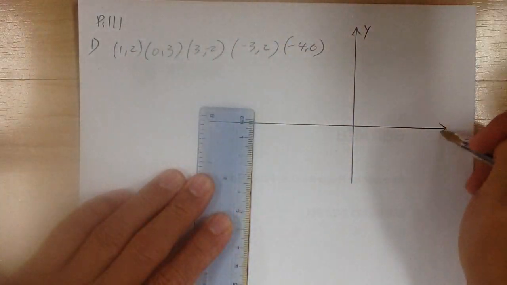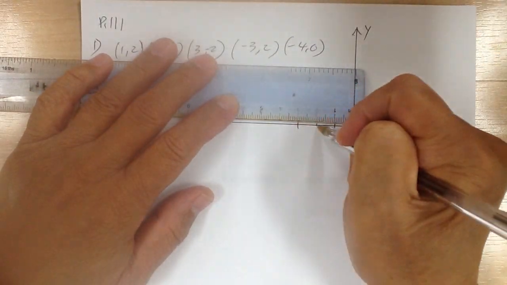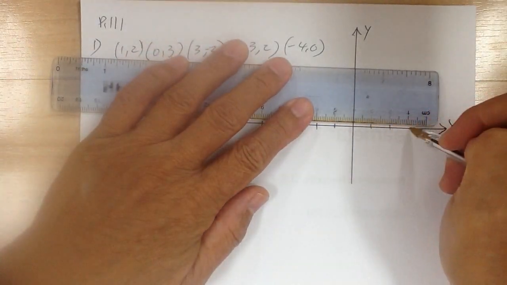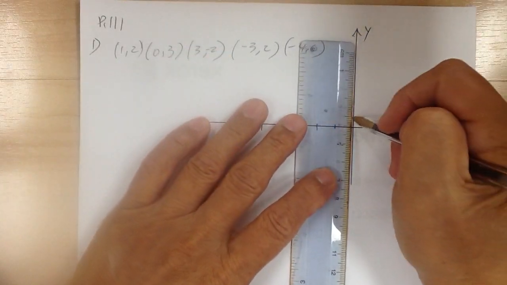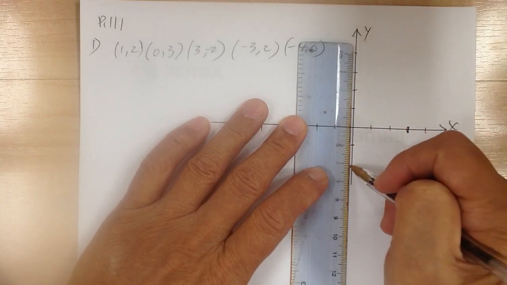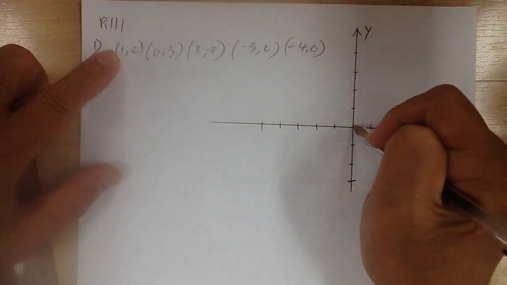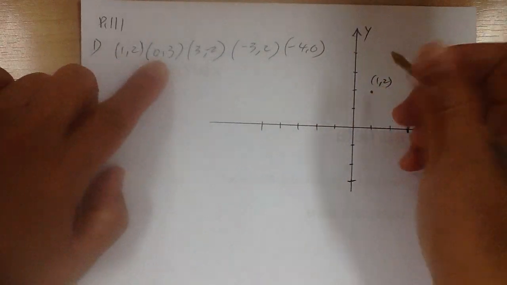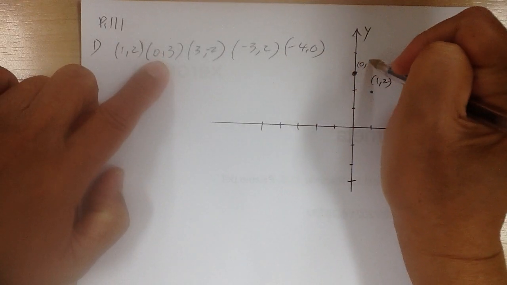Okay, so that's y, this is x. I would recommend you get a ruler that has the centimeters on it, and you can make every unit 1 centimeter. Or depending on your paper, you can make it half centimeters if you want to fit more on the paper. Okay, so first point is (1, 2). So go 1, 2. Then you got (0, 3). So 1, 2, 3. So this point is (0, 3).